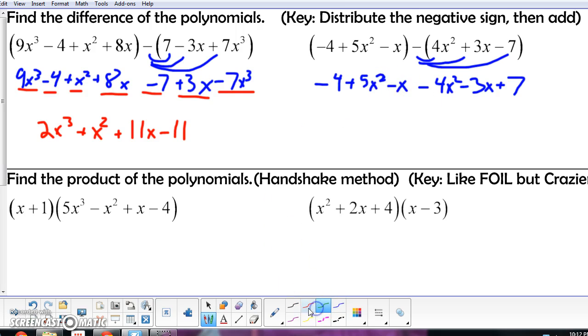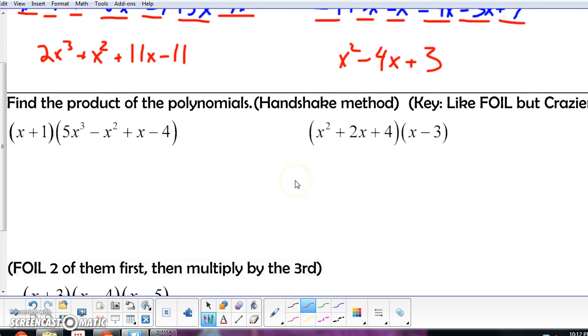Once again, look for some like terms, starting with the x squared terms. 5x squared and negative 4x squared put together give me positive x squared. Negative x and negative 3x are negative 4x when put together. And finally, negative 4 and positive 7 is going to equal positive 3. So there's my difference. So that's subtracting a couple of polynomials.